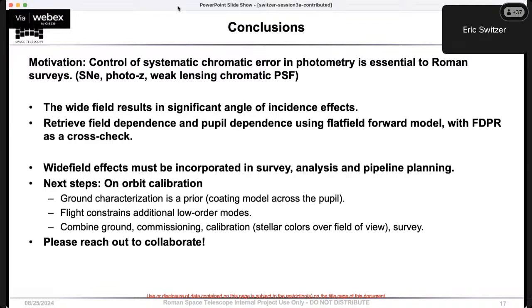I think an interesting area for ongoing work will be thinking of the ground characterization as a prior and then using flight measurements, such as a range of stellar colors over the field of view, to test the chromatic response. Actually, in talking to Misha, it sounds like that will be a topic of a future talk, but I'm happy to take questions, and please reach out if you're interested to collaborate.